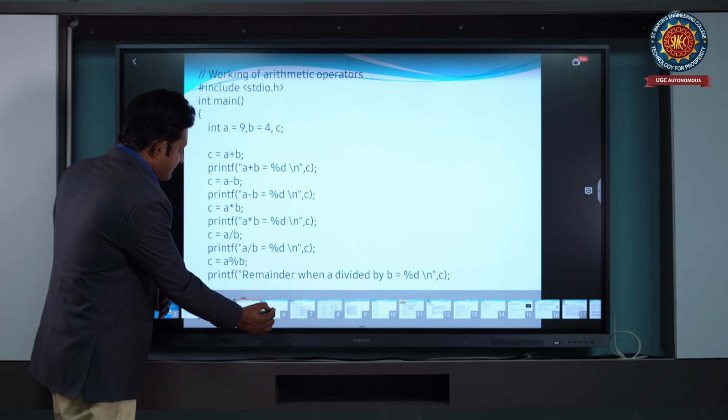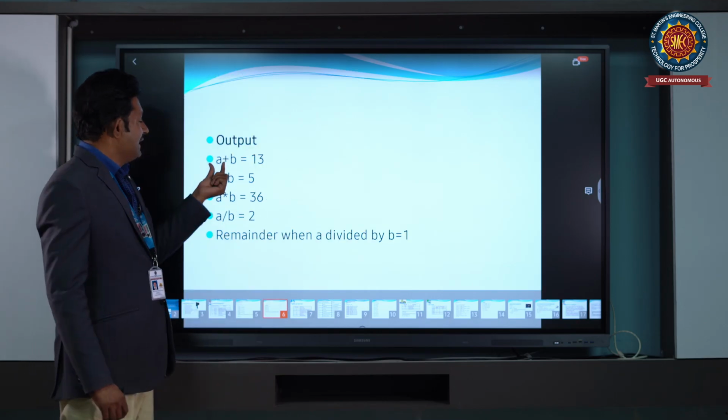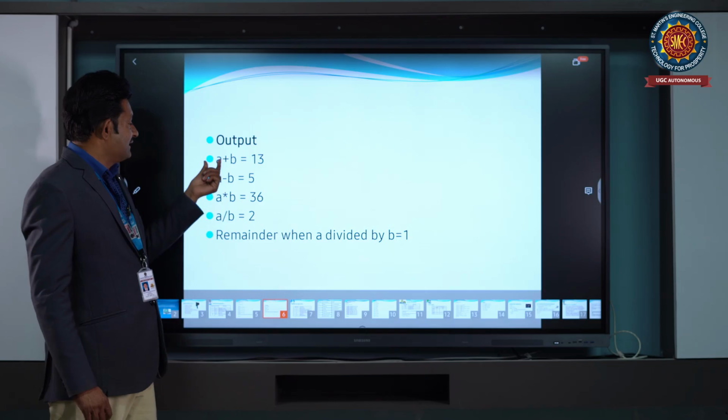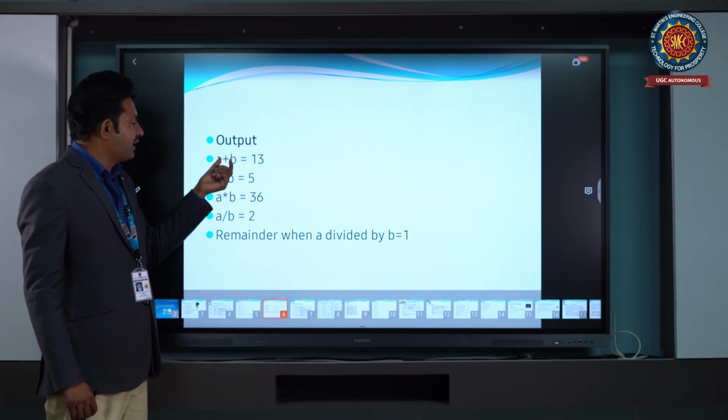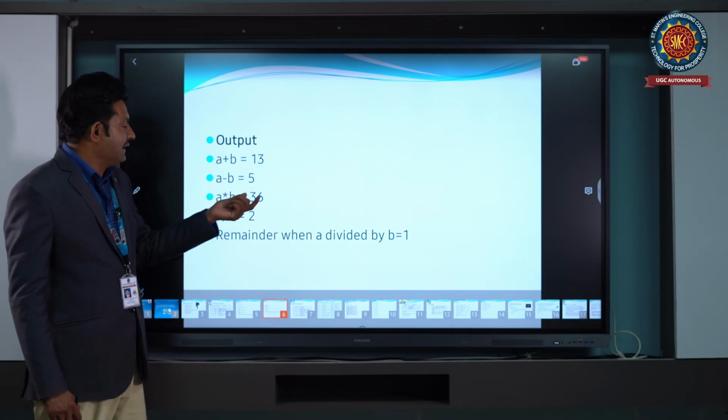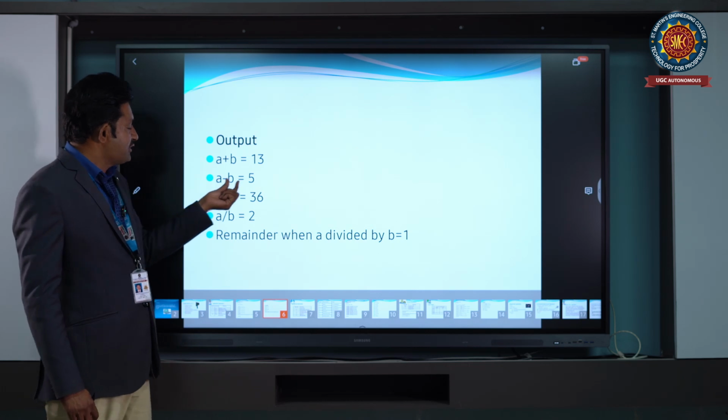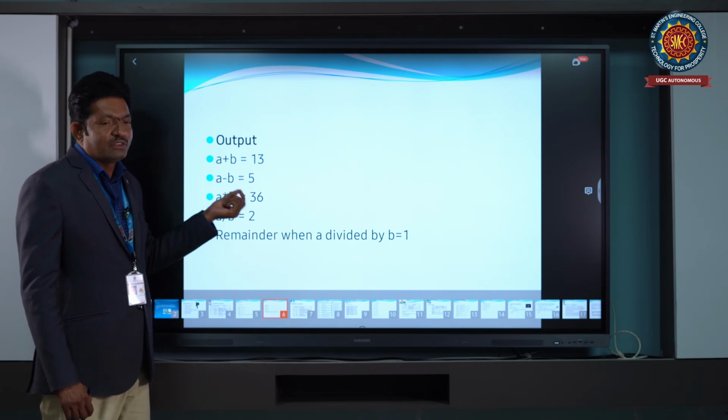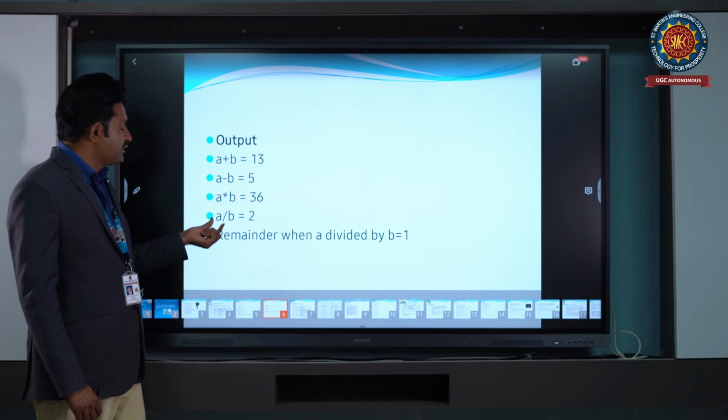So now I will explain the expected output. A plus B is equal to 13, where A is equal to 9 and B is equal to 4. 9 plus 4 is equal to 13. Next, 9 minus 4 is equal to 5. 9 into 4 is equal to 36 and 9 by 4 is equal to 2.